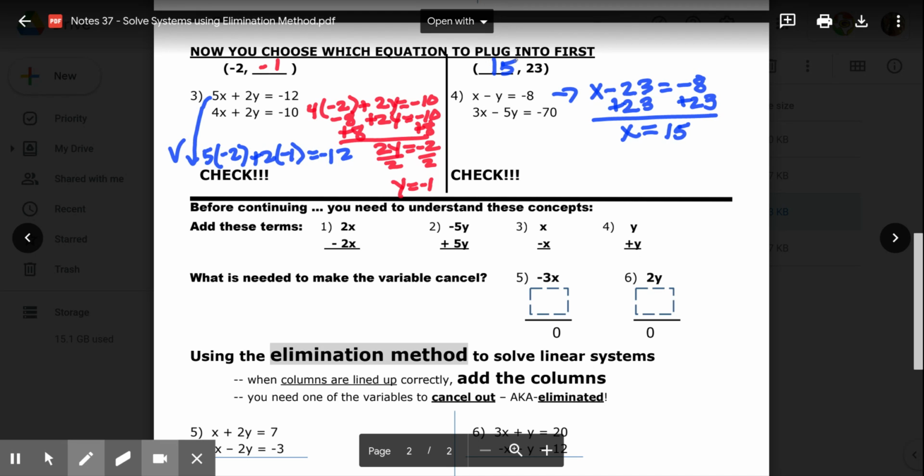And then you can use either equation. I'm just going to use the top equation. It's actually a little bit easier. So our x is 15 minus our y is 23. Does that give us negative 8? Yes, it does.